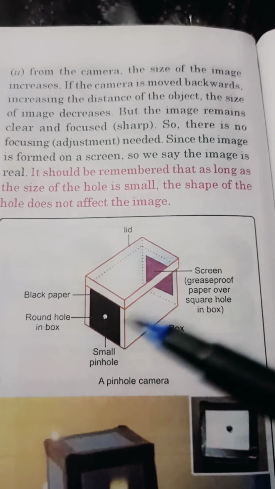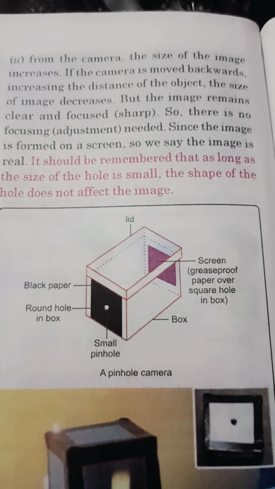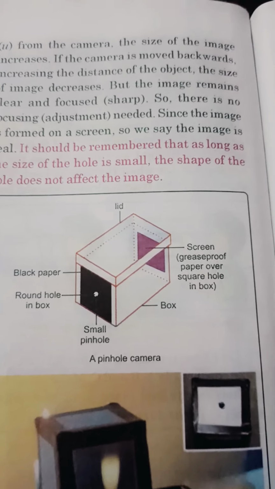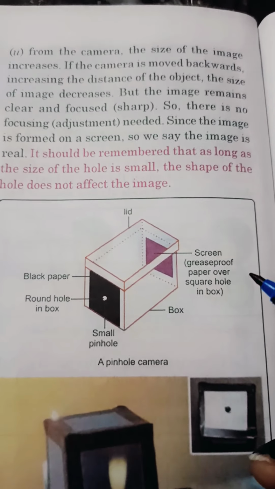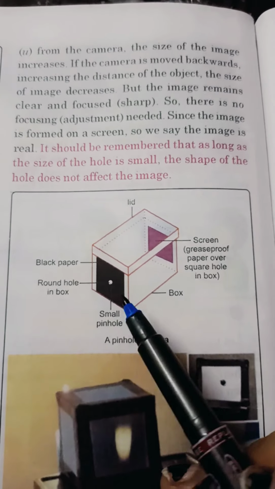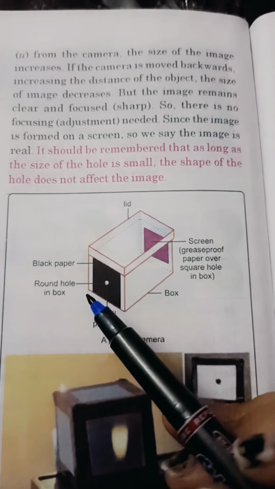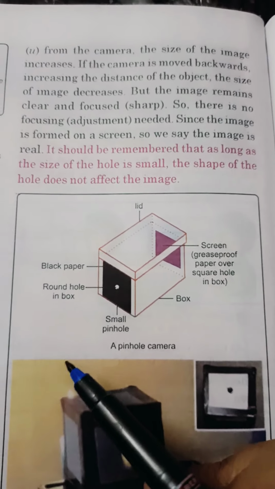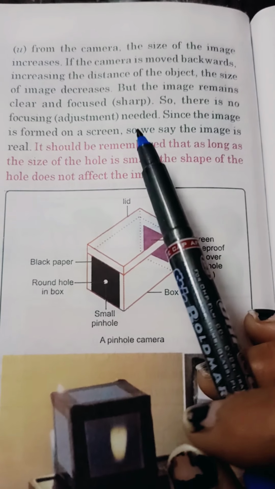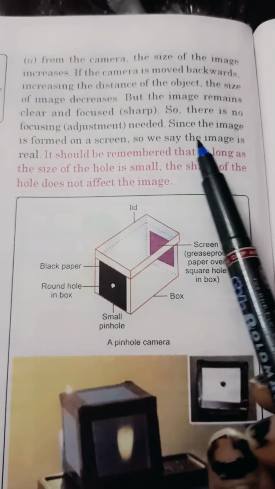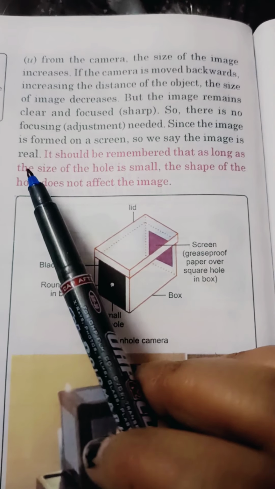Only, in our latest or updated language, we can say zoom in and zoom out. We can do that by just adjusting the place of the camera or the place of the candle or the object. But focusing or adjustments are not needed. Since the image is formed on a screen, we say the image is real.